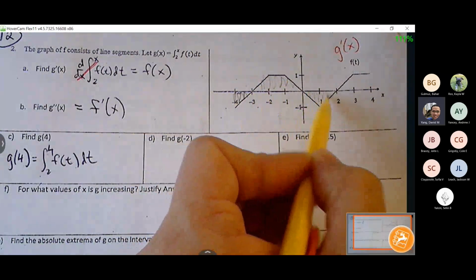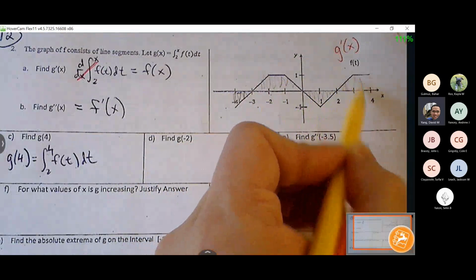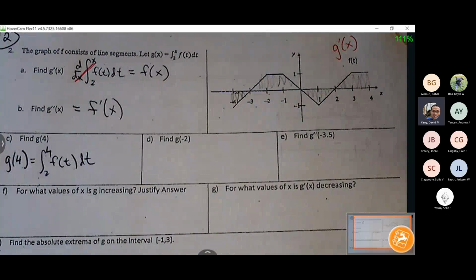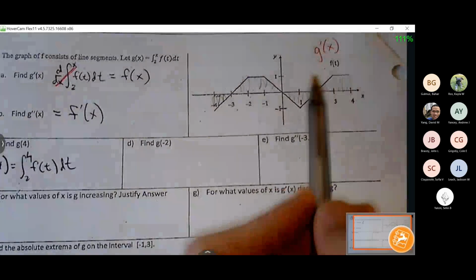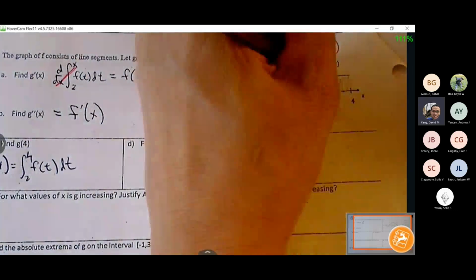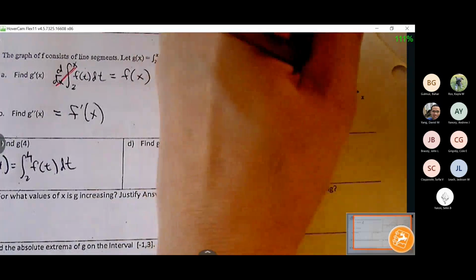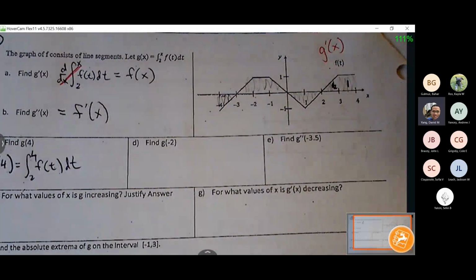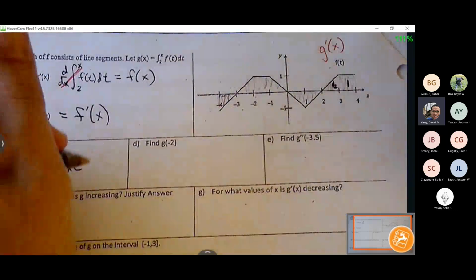These are the only areas that you're looking at. Whatever is above is positive, and whatever is below is negative. From 2 to 4. 1/2 base times height for my triangle, 1/2. The area of that rectangle is 1. From 2 to 4, 1 plus 1/2 is 3/2, so 1.5.